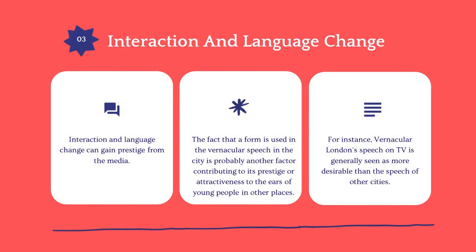And the last is interaction and language change. Interaction and language change can gain prestige from the media. The fact that a form is used in the vernacular speech in the city is probably another factor contributing to its prestige or attractiveness to the ears of young people in other places. For instance, vernacular London speech on TV is generally seen as more desirable than the speech of other cities.